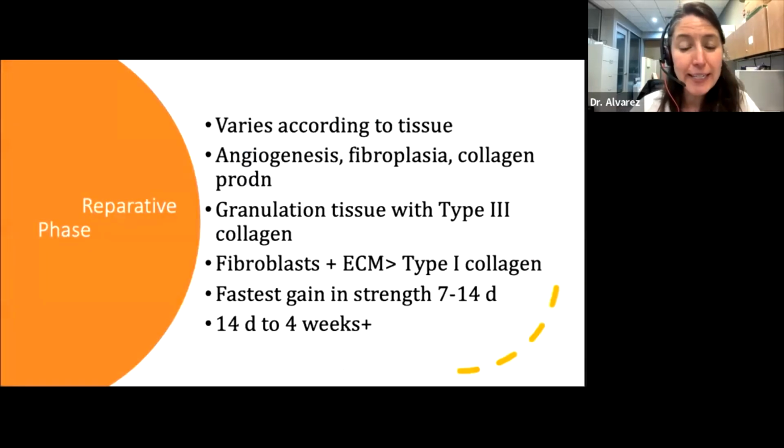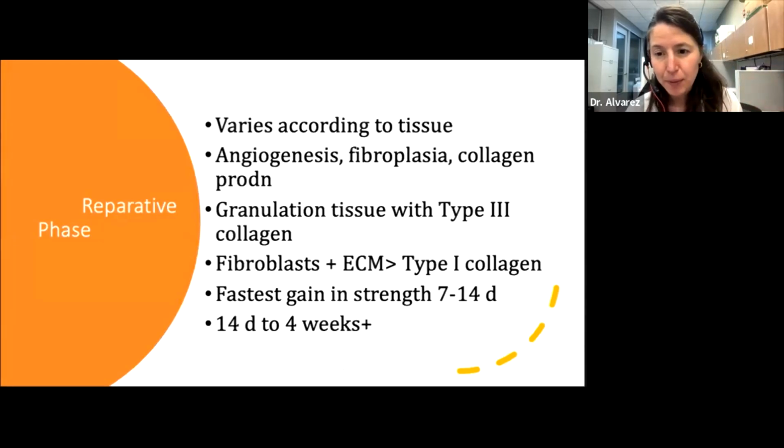Okay, moving along into that reparative phase. Remember, this is where we have the angiogenesis, fibroplasia, increased collagen production. And initially, those tissues are very weak.